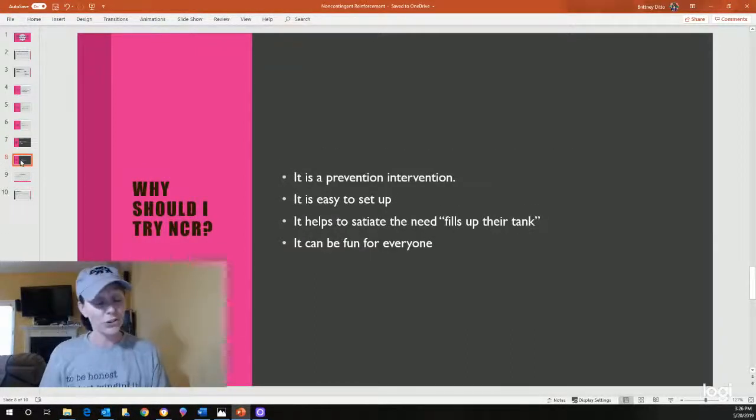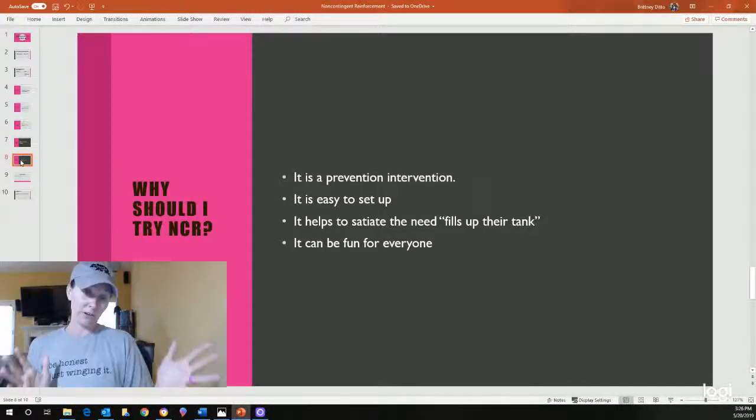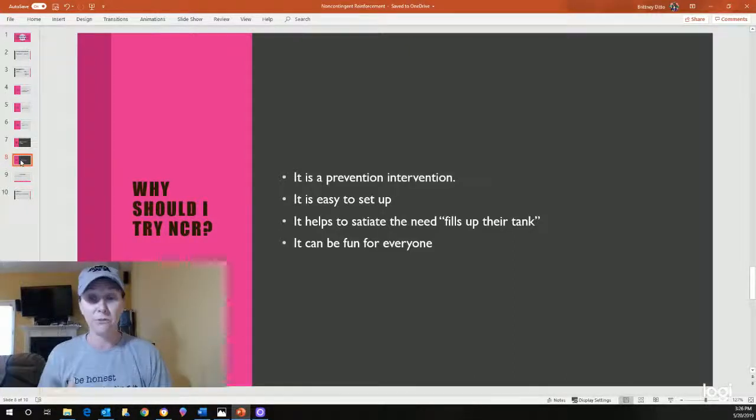So why should I use non-contingent reinforcement? Well, first of all, it is a prevention intervention. You want to prevent the inappropriate behavior from happening. By implementing what is called an antecedent intervention, the hope is we will prevent the challenging behavior from occurring.